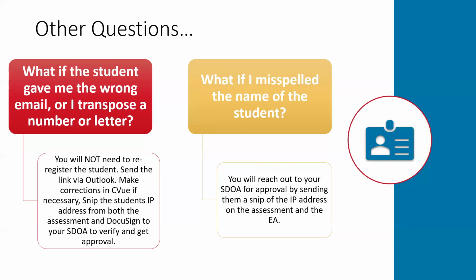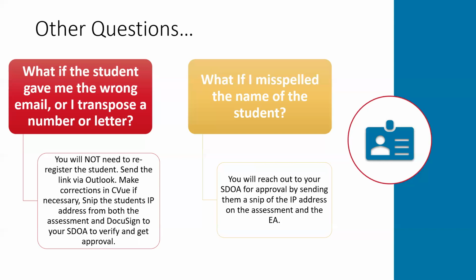We should be making sure that we're sending out the checklist and that the student has actually received that checklist email from us. So we shouldn't be putting in the wrong email address, is what I'm saying. But in the event, let's say you transpose a number or a letter, or something like that, what do you do?